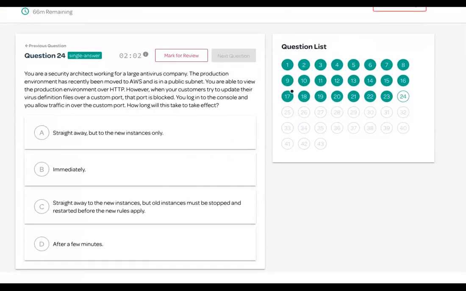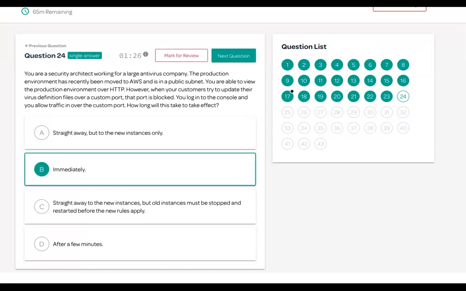You are a security architect working for a large antivirus company. The production environment has recently been moved to AWS in a public subnet. You are able to view the production environment over HTTP. However, when your customers try to upload their virus definition files over a custom port, the port is blocked. You log into the console and allow traffic in over the custom port. How long will this take to take effect? It will take effect immediately.